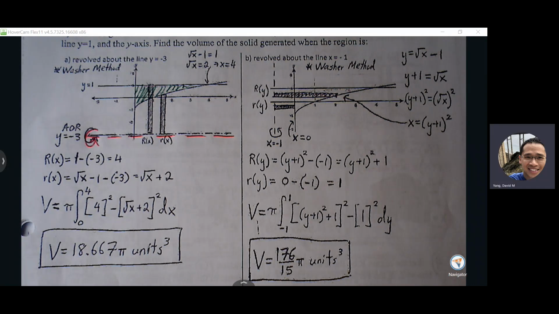The more challenging problems, as always, will be the vertical axis of revolution. So if I had a vertical axis of revolution, in this case, revolving around x equals -1.